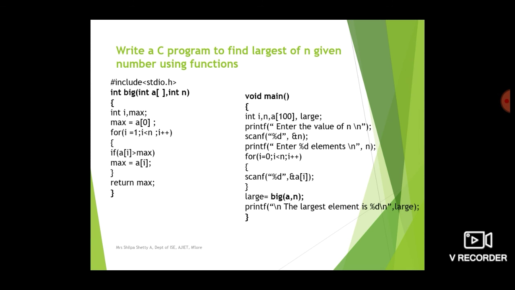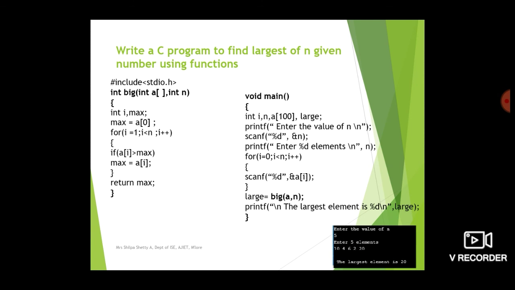So large is equal to big of a comma n. So a is the array, so we need to just write the name of the array, and n is the size of the array. So these many elements we are mentioning here. So we are passing the array here. So finally we will print the largest element. printf the largest element is %d, large. So this is how we can find the largest element of the array.